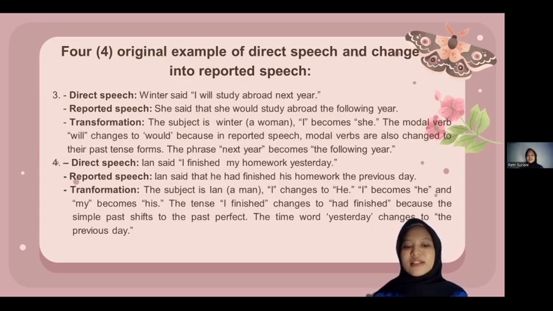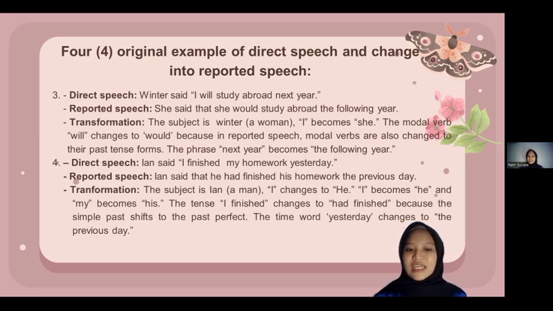Number three: Winter said, "I will study abroad next year." The reported speech is: she said that she would study abroad the following year. Because the subject is Winter, a woman, I becomes she, the modal verb will changes to would because in reported speech, modal verbs are also changed to their past tense forms, and next year becomes the following year.